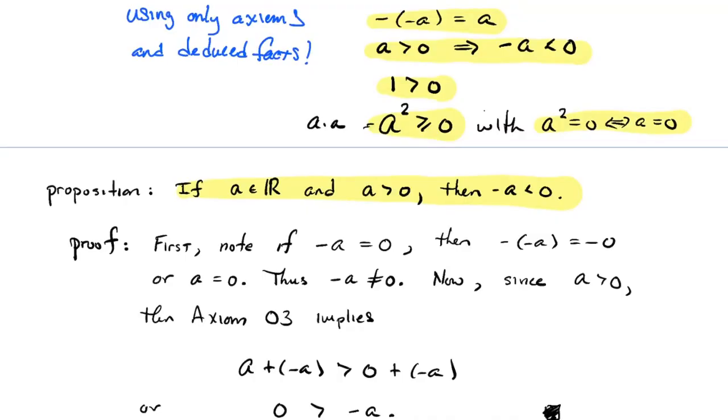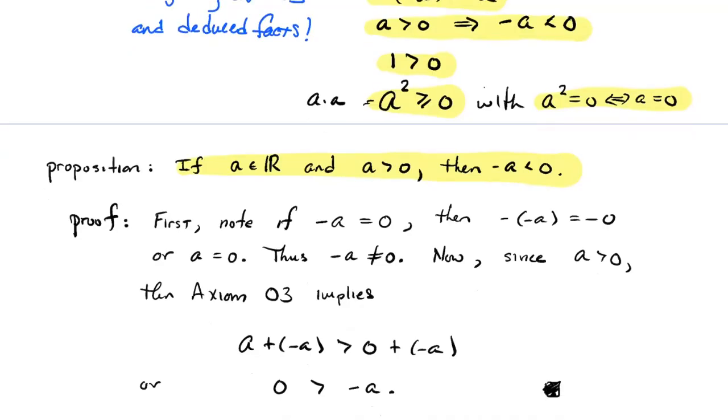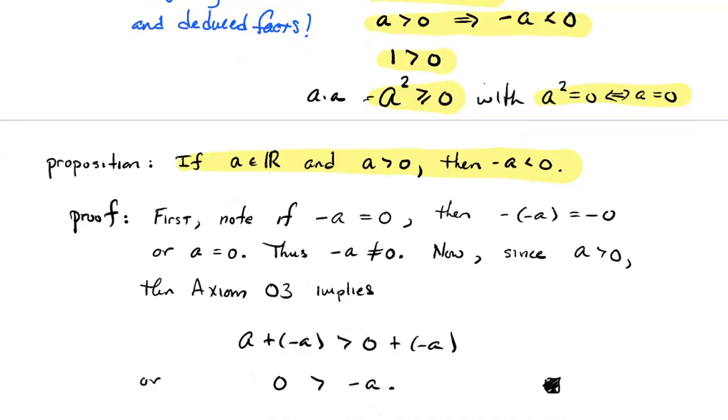So I sketched this proof somewhat informally here, but let me try to annotate it with some details. My eye on the prize is to show that this number, minus a, the additive inverse of a, is less than 0. I've got an order axiom that says every real number, including minus a, is either less than 0, equal to 0, or greater than 0. Every real number has to be in exactly one of those three categories. So the first part of my proof is ruling out the possibility that it equals 0.